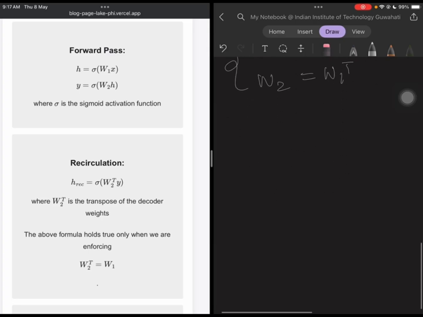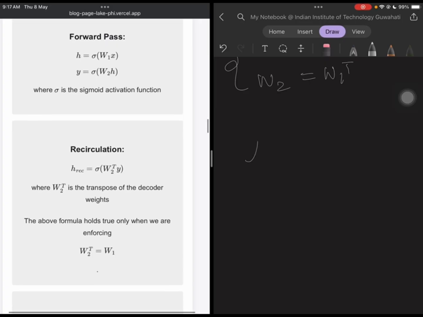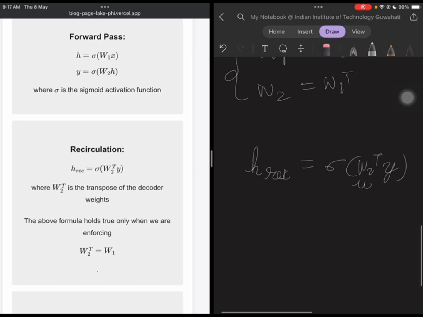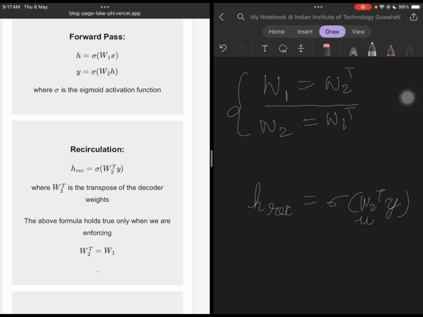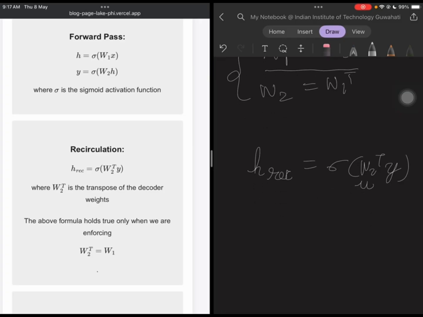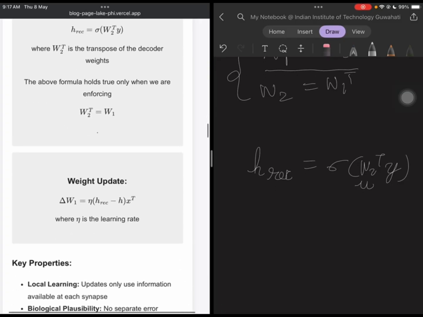So I will go slowly here. First we did the forward pass, which is very clear, and the recirculation step is h_rec equal to sigma of W2 transpose into y. Now what is W2 transpose? W2 transpose is actually W1. So H can be calculated by W1 x. Now we are again calculating it via W2 transpose y. So that gives the reconstructed H hidden layer. And after that, with the difference from the actual value, we are updating the W1 parameter.